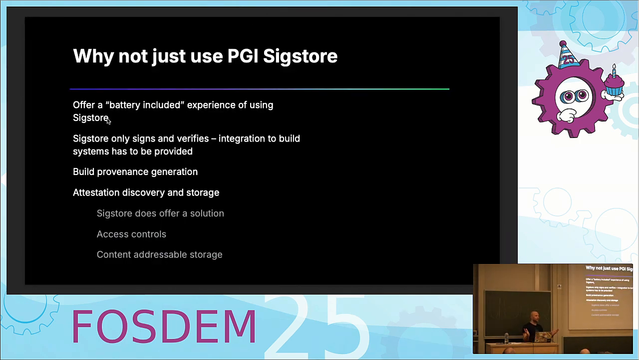Right, so if Sigstore is already out there, there is a public instance that anyone can use, why did we spend a couple of years doing something on top of this? It's to get a better experience for the developers. Sigstore is mostly concerned around signing and verification. Sigstore doesn't really know what a SLSA build provenance is. Sigstore does not provide a solution for storing or discovery of attestations. So those are the things that we have added on top of the existing Sigstore components.